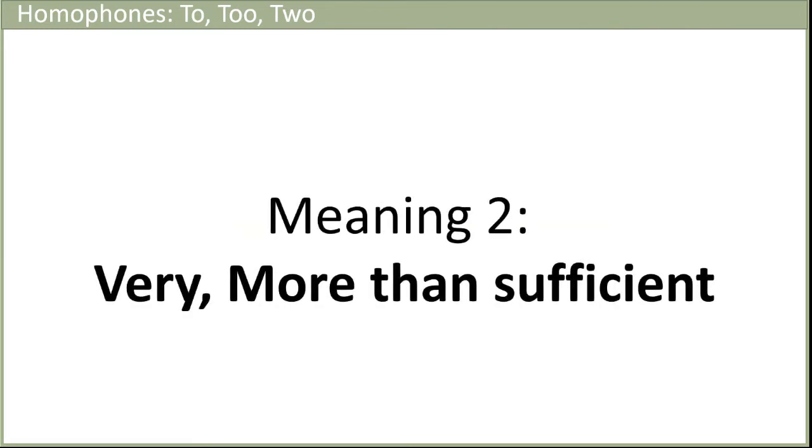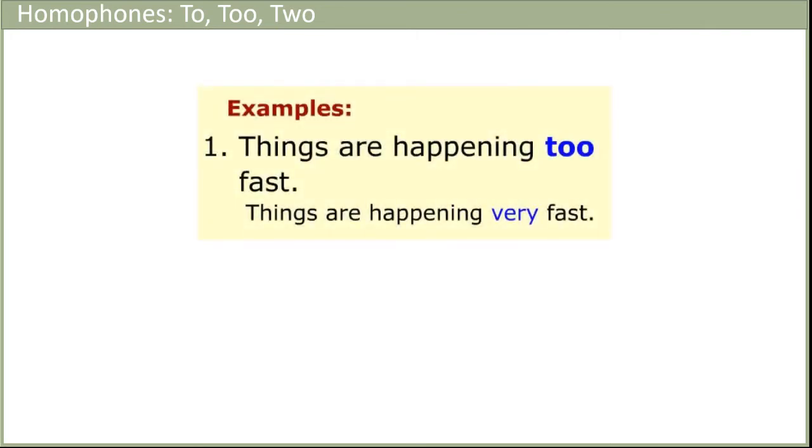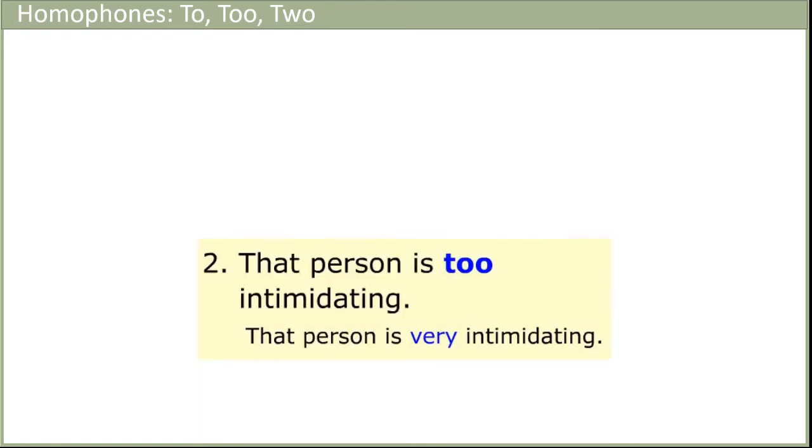Meaning number 2 is very or more than sufficient. Some examples are, things are happening too fast, which means things are happening very fast. Or, that person is too intimidating, which means that person is very intimidating.